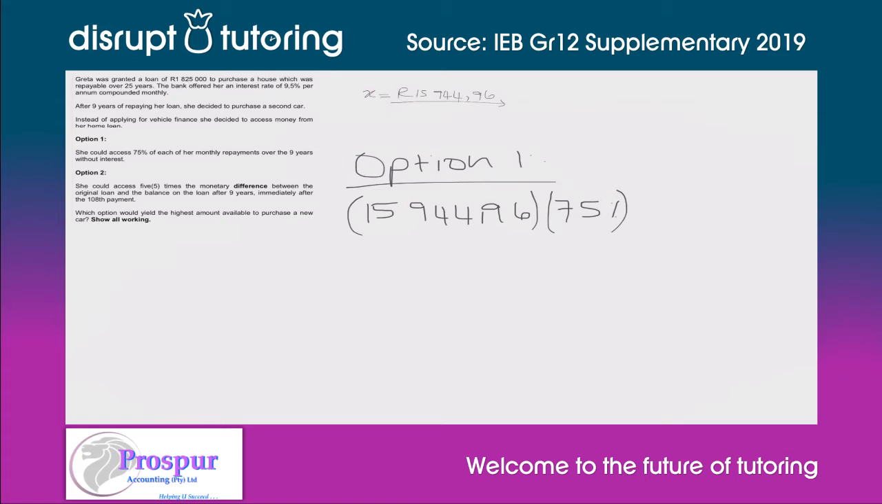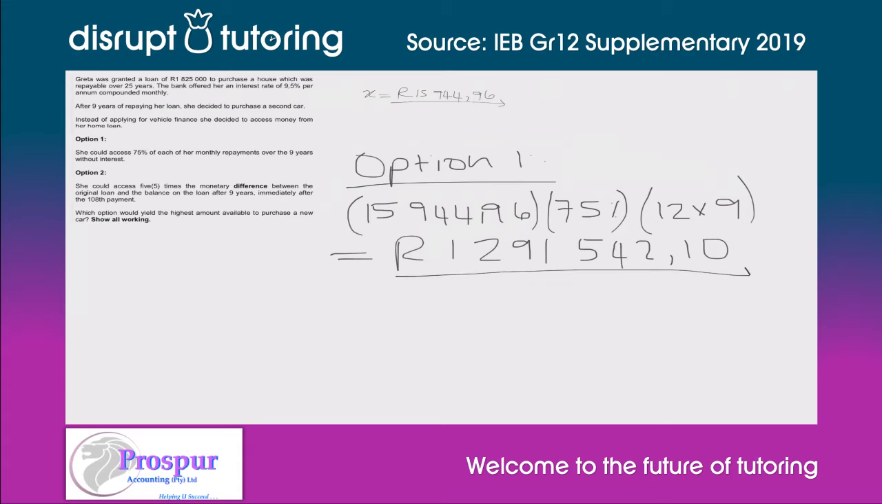So we times that by 0.75 over the 9 years. Remember, she's paying that amount every month, so it would be 12 times 9, and that's the number of periods. We plug that into our calculator, and we get an answer of 1,291,542.10. So that gives us option 1.